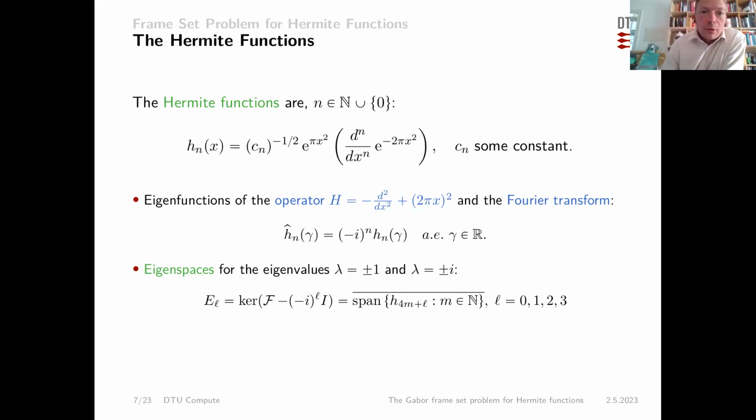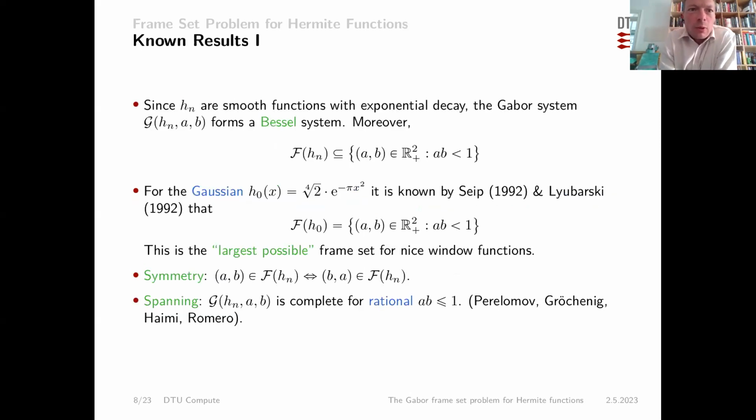All right, so what do we know about the frame set for... am I able to move it? Yeah, all right, so I'll move it down here.